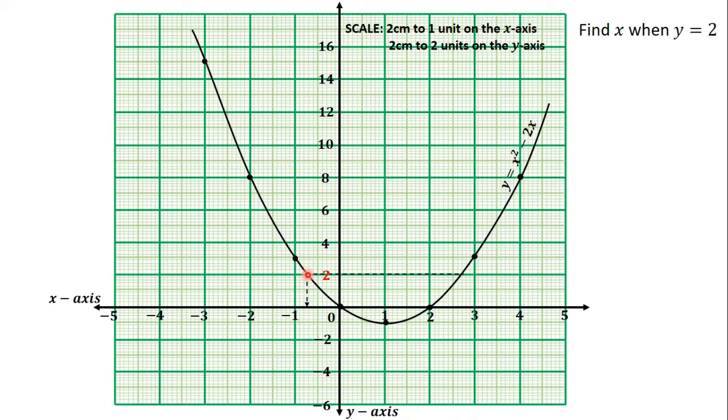To get the first x value, you trace it to meet the x-axis. To get the second x value, you trace this point to meet the x-axis. So you read the first x value here, and on my graph sheet, I'm having minus 0.7. Then you read the second x value here, on my graph sheet, I'm having 2.7. So it means that from the graph, when y is equal to 2, x is equal to minus 0.7, which is the first x value, or 2.7, which is the second x value.